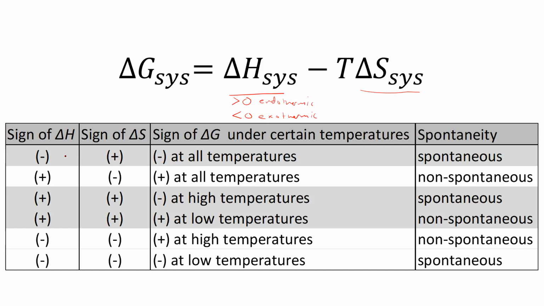So if you have a delta H that is negative, okay, if we think about enthalpy changes, right, negative is good, right?